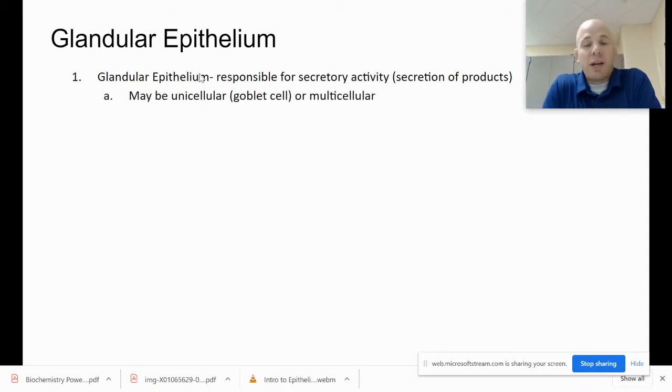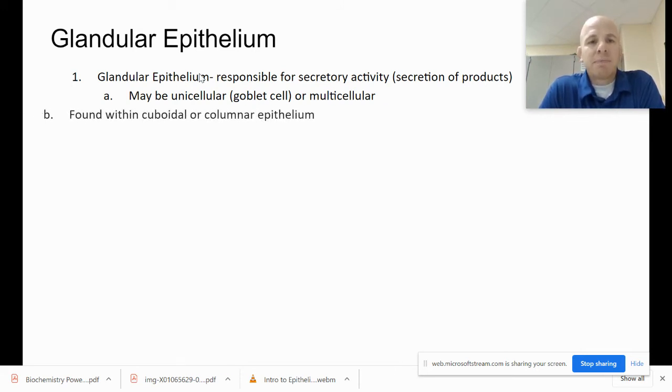They can be unicellular or multicellular. A unicellular gland would be a goblet cell, and we'll talk more about that. A goblet cell secretes mucus, like in our digestive tract or respiratory tract. These goblet cells are secreting a bunch of mucus to trap dust and stuff.